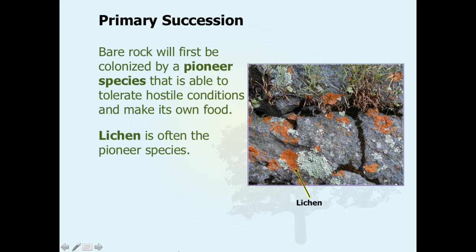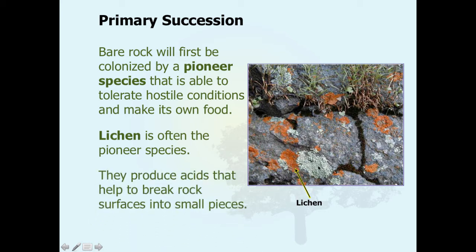And so we're going to talk about lichen. Okay, some of y'all might pronounce it one way, but it's actually lichen. Lichen is actually a symbiotic relationship between fungus and algae that can live on bare rock. They produce acids that help to break the rock down into smaller pieces, like you can see here. So lichens are actually living, and they are always going to be the very first pioneer species in primary succession. So definitely write that down.